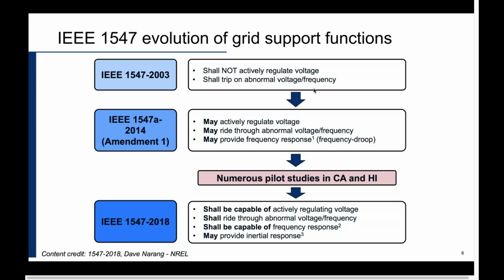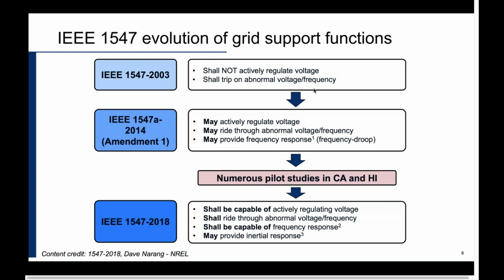Before 2003, all the inverter interface technologies such as solar systems, energy storage that got connected to residential level could not do anything except generate active power. If there was any abnormal condition, the system had to trip.